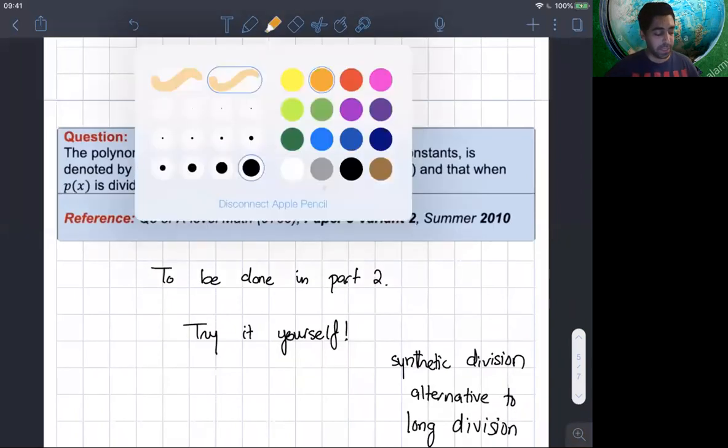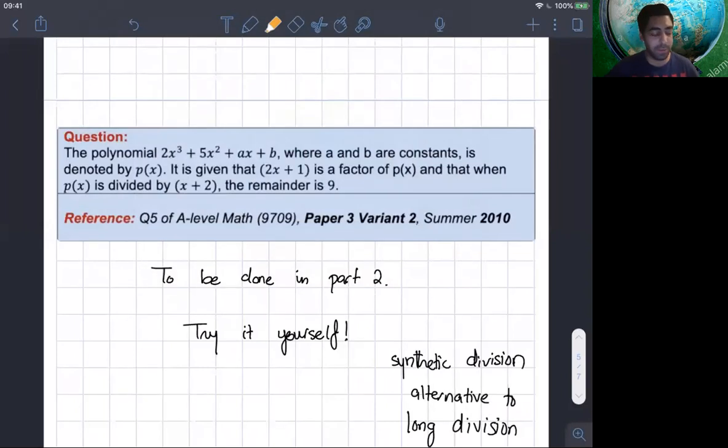Now, a lot of people sort of get lost in all the text. What you need to do is just make sure you can pick out the important information. Well, the first thing is right here. That's the polynomial we're looking at. This is the first divisor. It says it's a factor. Second main thing you need to look at is that the other divisor they're talking about is x plus 2, and the remainder is 9.